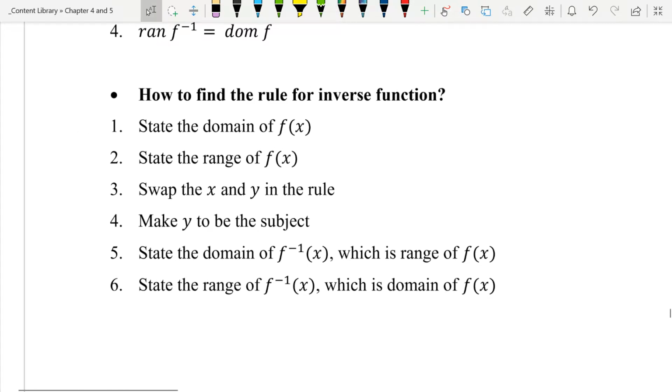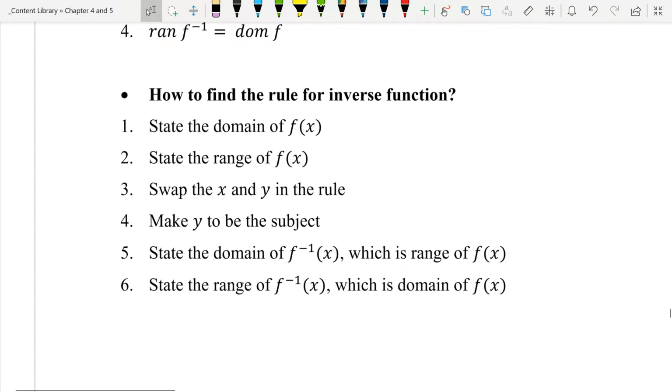The first step is you need to state the domain of f. So given your original function, you state it. So you will say the domain of f is what? That's your first step. List it, like state it. And the second thing is you want to state what's your range of the original function. So if you know the domain, you can sketch the graph and you can find the range. So the second step is find the range of the original function.